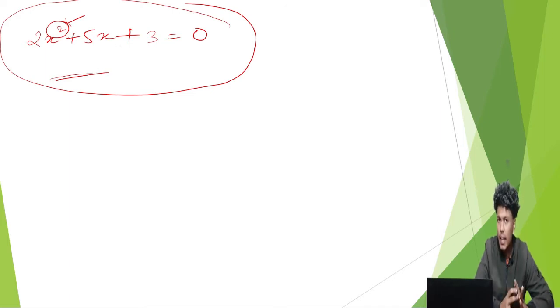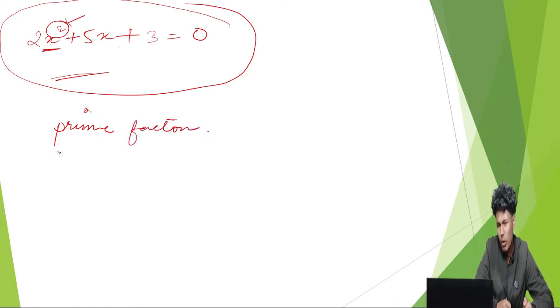Now, there are certain techniques for solving these quadratic equations. What do we mean by solving? Suppose this equation is given, we need to find the value of x. What might be the value of x? Then there are certain methods or techniques to find the value of x. Commonly there are two methods. One is the prime factorization method, and another is the direct square method.